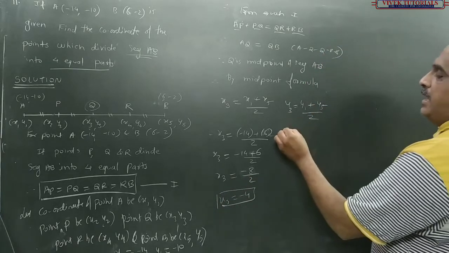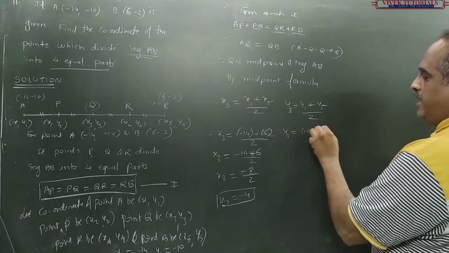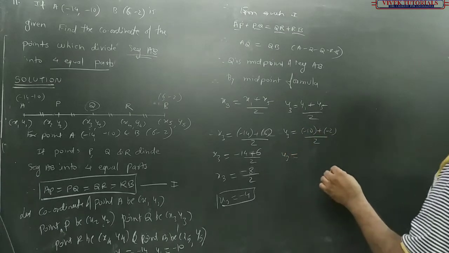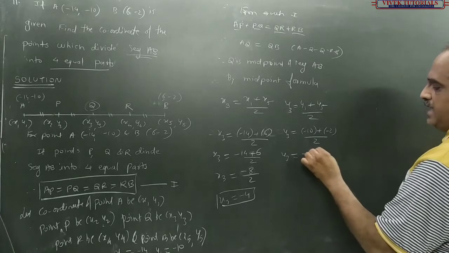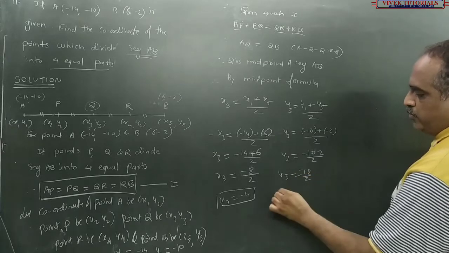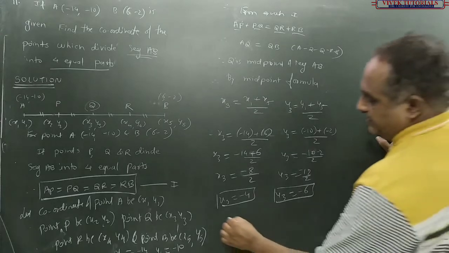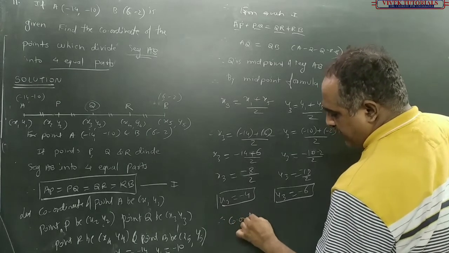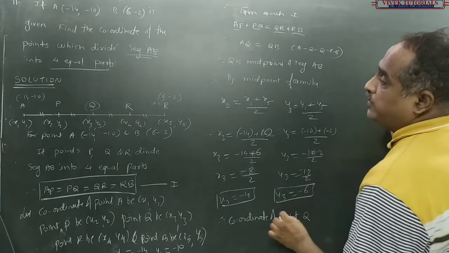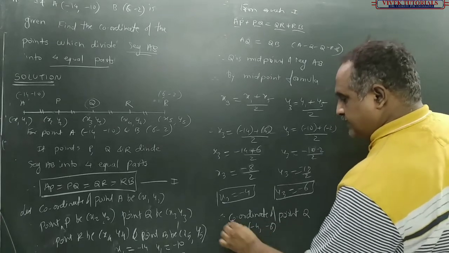And over here, y3 is equal to y1, which is minus 10, plus minus 2 upon 2. So y3 is equal to minus 10 minus 2 upon 2. So y3 is equal to minus 12 upon 2. y3 is equal to minus 6. Therefore, what can I write? Coordinate of point Q is minus 4, minus 6.